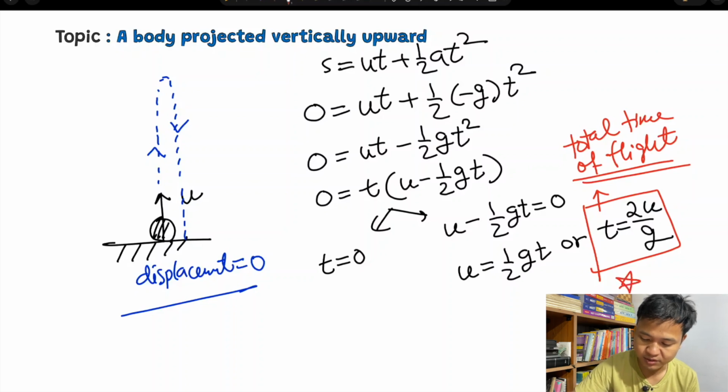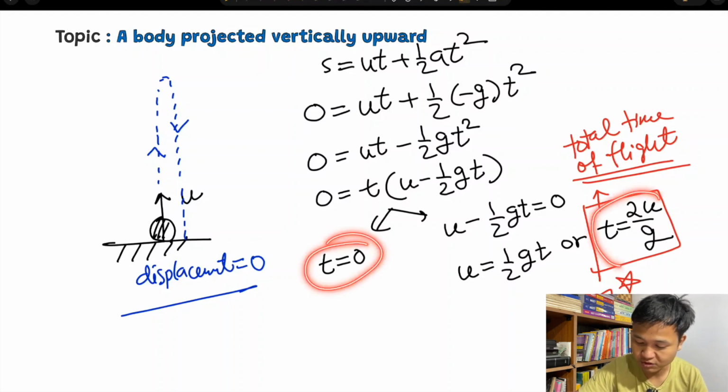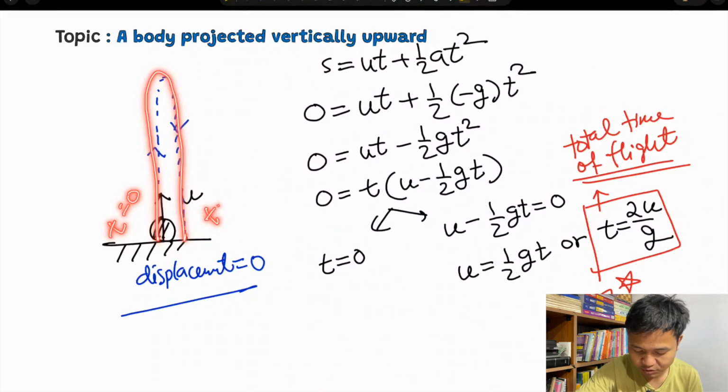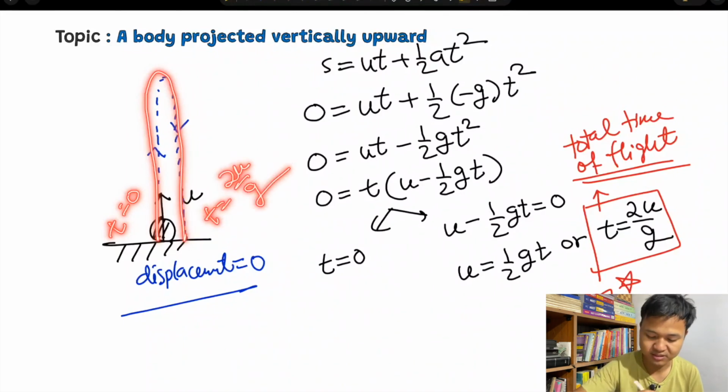Okay, so very important. The motion runs from t equals 0 to t equals 2u by z. So it starts from t equals 0, goes up, and then comes back at t equals 2u by z.